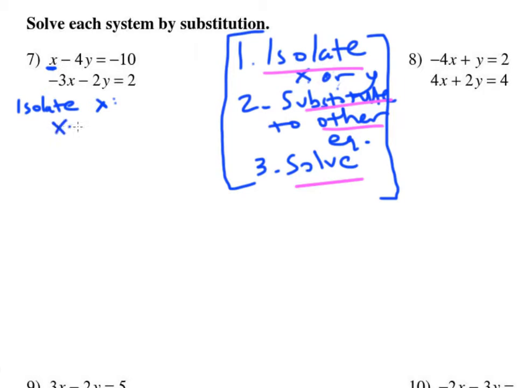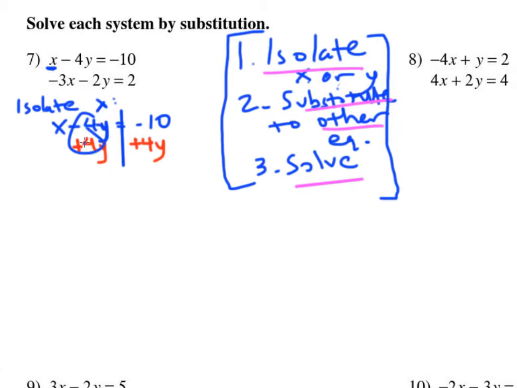So let's write that out. x minus 4y equals negative 10. How do I get x by itself? Well, who's hanging out with x right now? It's this negative 4y. How do you move this negative 4y to the other side? You've got to do the opposite. What is the opposite of negative 4y? Well, it is positive 4y. So we're just going to add 4y to both sides.